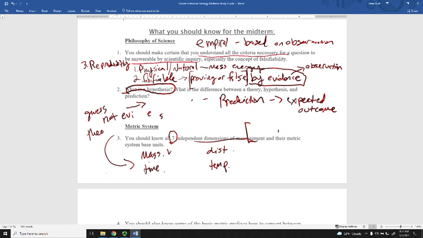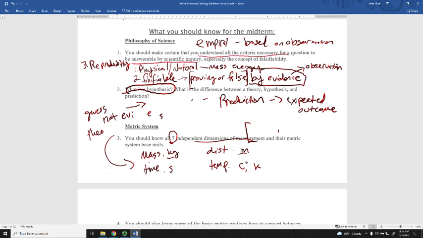So mass is kilograms, that's the base unit. Time is a second. Distance is a meter, not a kilometer, but a meter. And temperature is either Celsius or Kelvin. Okay, and I would accept either on the test.